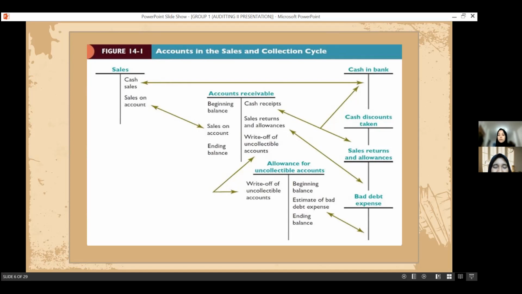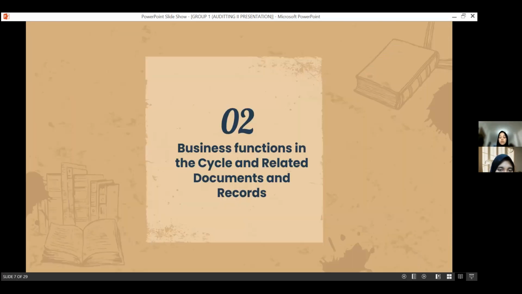Next. And the second, business function in the cycle and related document and record.